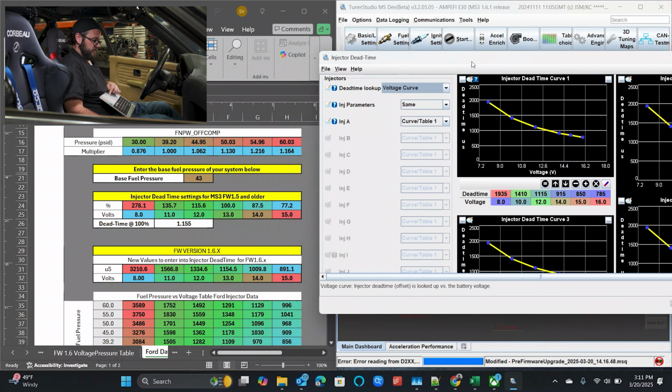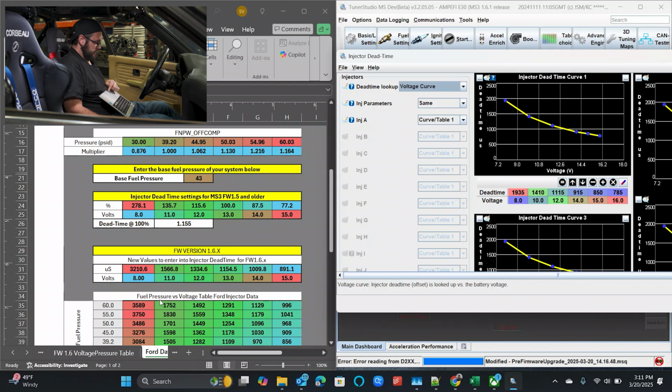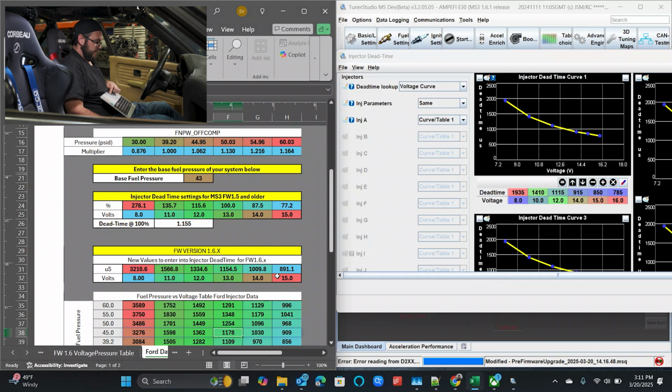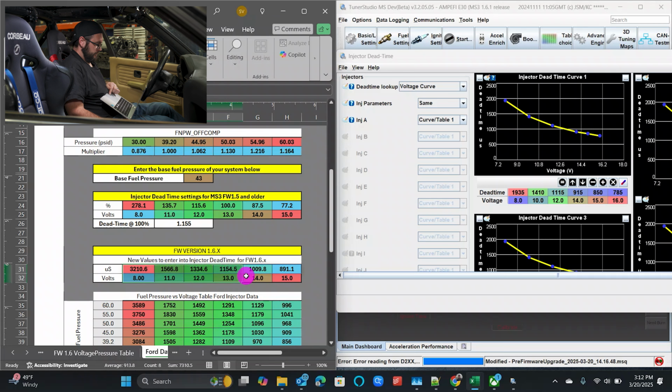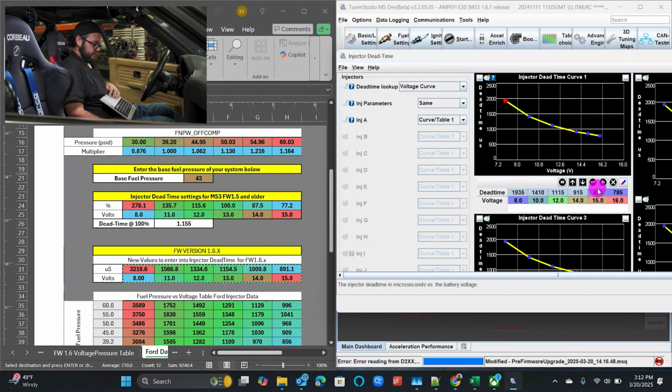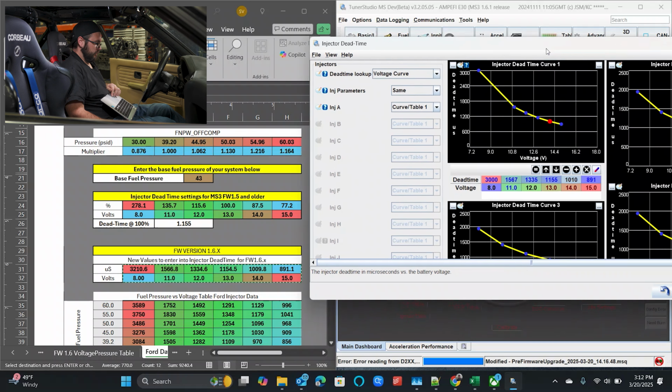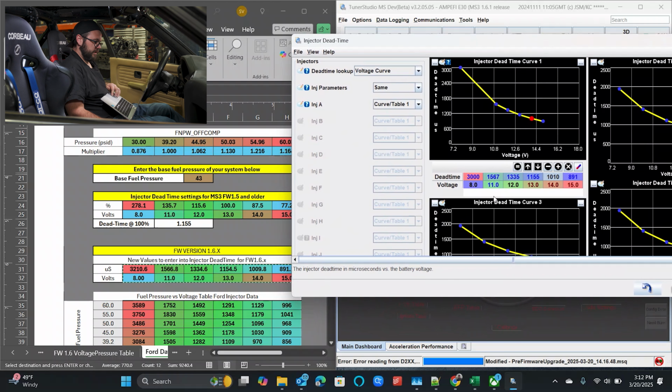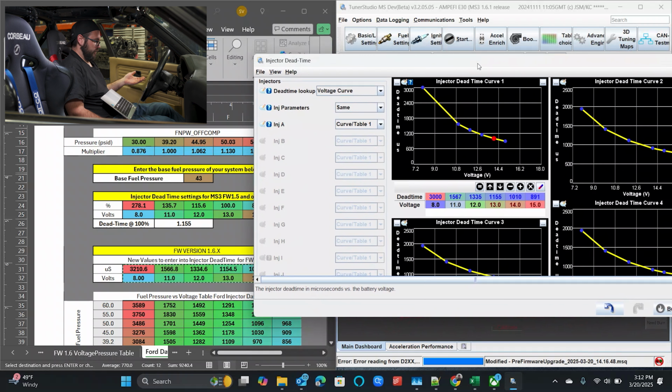I'm going to leave it on curve, and I'm going to take this data and put it right there. Now, let's see if it will let me cut and paste. Hey, look at that. Okay, so that made it easy. I was able to copy the data right from the spreadsheet and drop it directly into the software. And we are done. Our dead times are completed for our 1.6 firmware update.